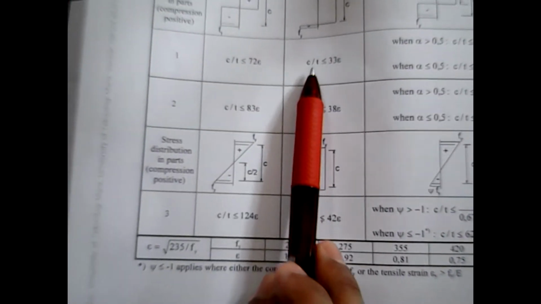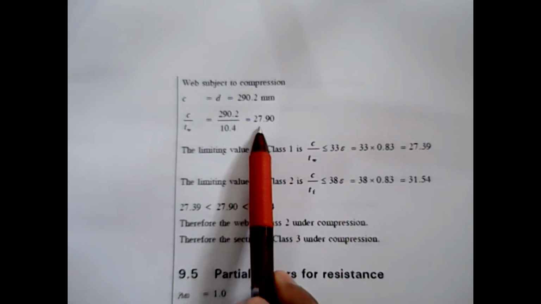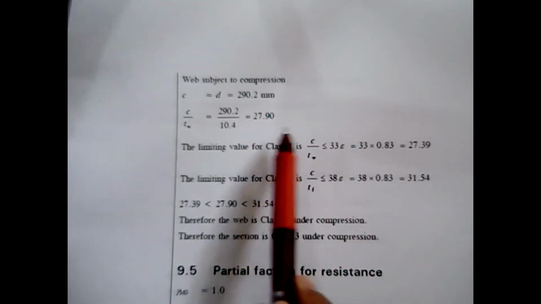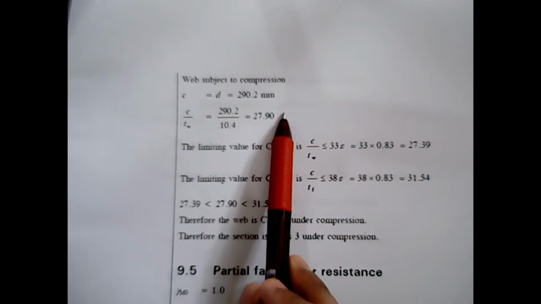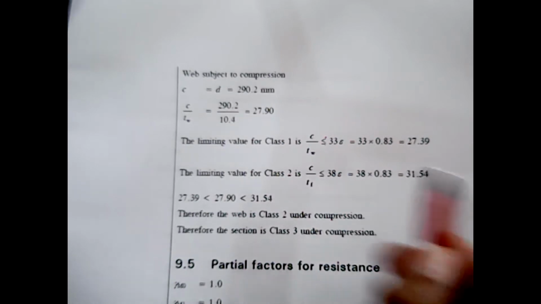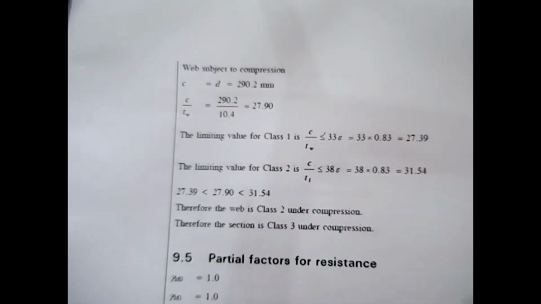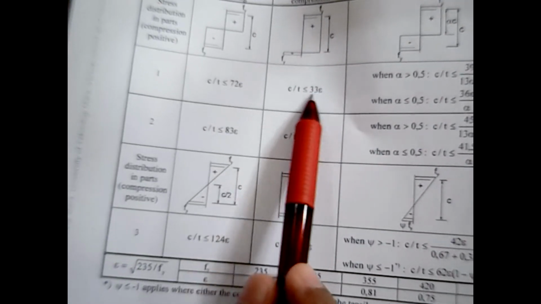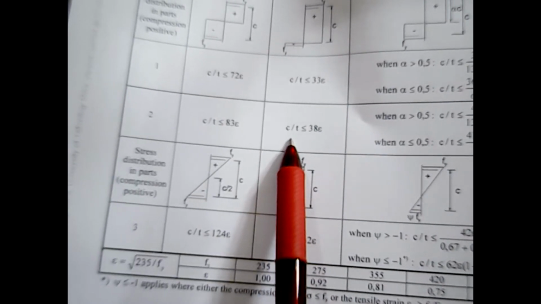Alright, so here you need to check your C over TW, whereby your C over TW is 27.9. The 33 epsilon limit is 27.39, which means your 27.9 is not less than the 33 epsilon limit of 27.39. Therefore it does not fall under class 1. C over TW exceeds the 33 epsilon value, so you need to lower your class by checking with 38 epsilon.